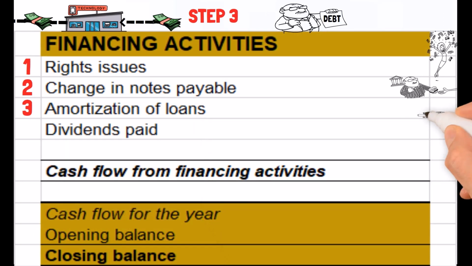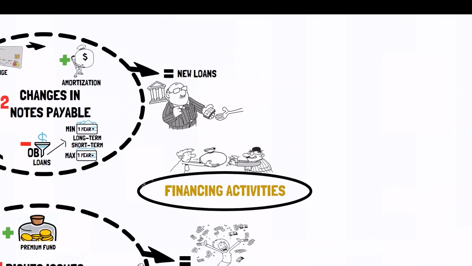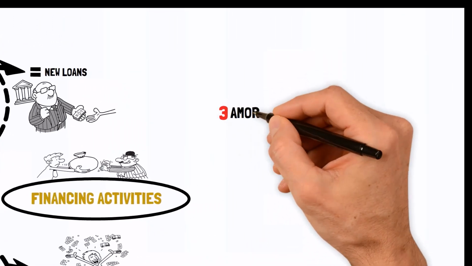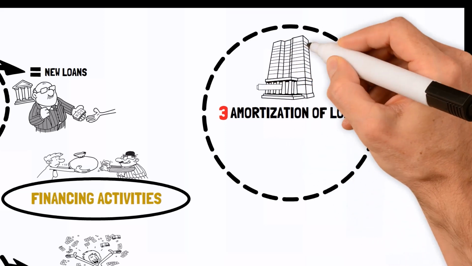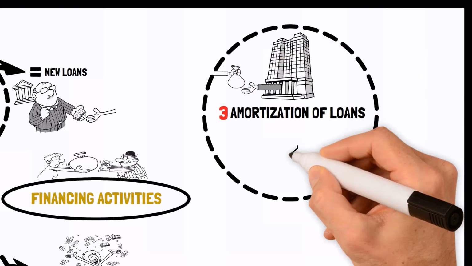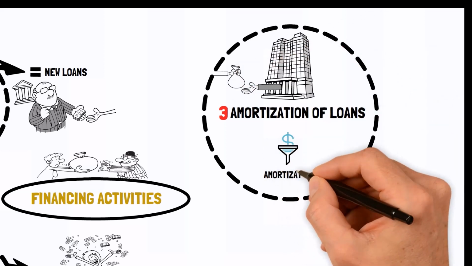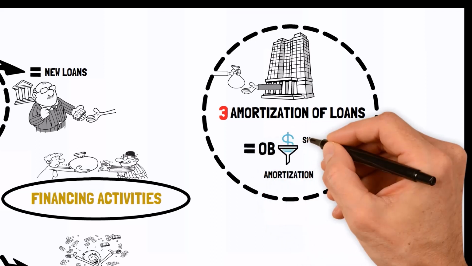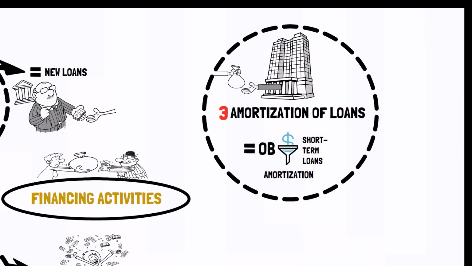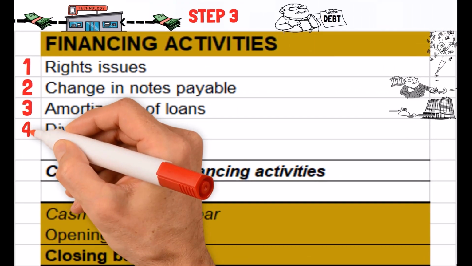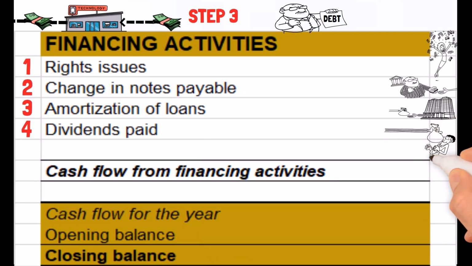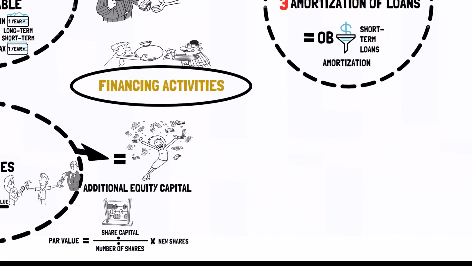The third part of the financing activities is the amortization of loans. The category amortization of loans does not even need any calculation. It can be read directly from the balance sheet. Amortization of loans is equal to the opening balance of short-term loans. The fourth and last part of cash flow within financing activities is dividends paid.